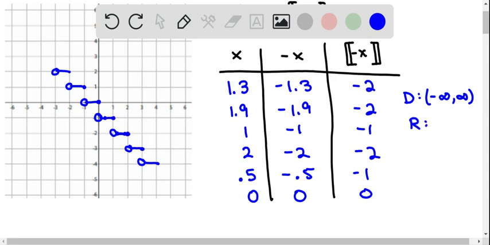Now for the range, the outputs are only those integer values. We have points at a height of 1, we have points at a height of 0, we have points at a height of negative 1, we have points at a height of any integer value we choose. So we can write negative 3, negative 2, negative 1, 0, 1, 2, etc. And that's how we can describe the range. Those are the integer values.